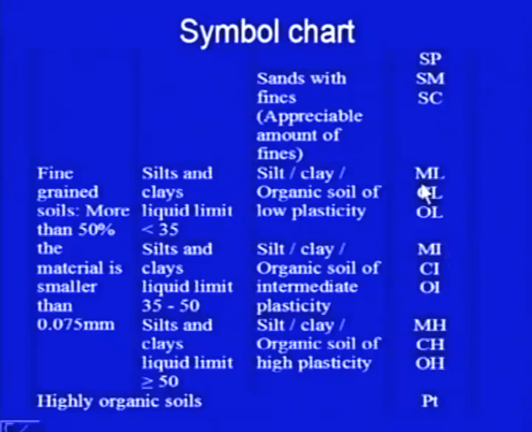M stands for silt. L, again as I told you, stands for the range of the liquid limit. C stands for clay. L means lower, lower means less than 35. I means it is the intermediate range of the liquid limit, 35 to 50, and H means the higher range of the liquid limit, that means more than 50. So, using this simple chart, one can classify the soils as per the Indian standard system.